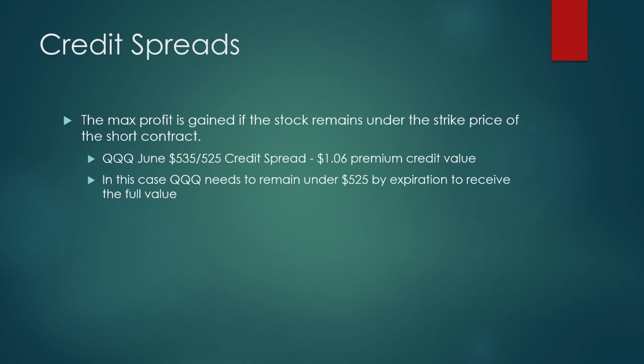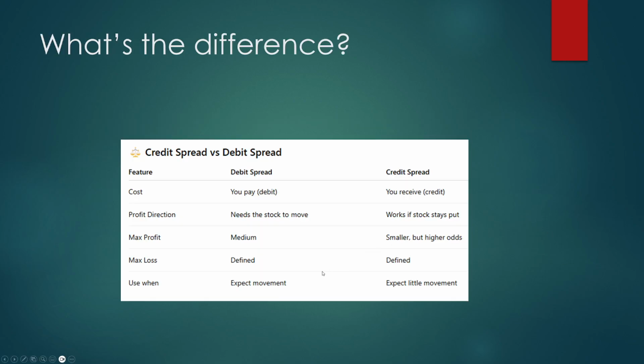The max profit is gained if the stock remains under the strike price of the short contract. So you receive that $106 premium credit value, and QQQ needs to remain under 525 by expiration to receive the full value. Alright, so this is kind of like a little example from ChatGPT as well. Debit spreads you pay the 106, credit spreads you receive the 106, and it just works inversely.